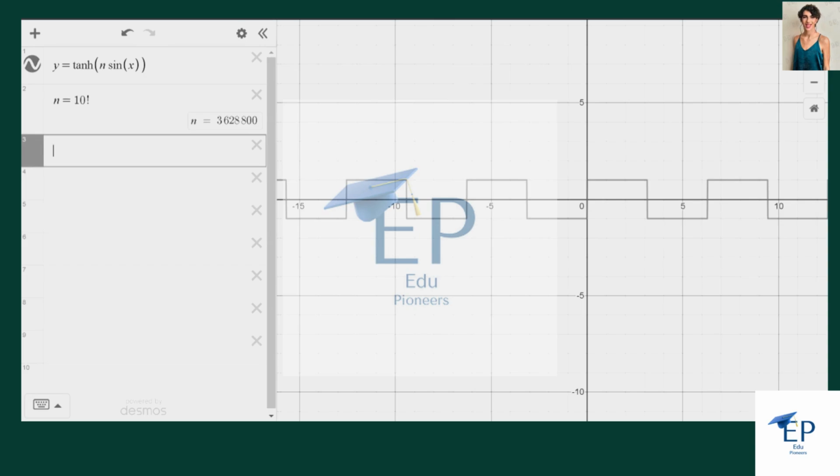So I come from a mathematics or a statistics background, so I've never really worked with this particularly, but I think it's a really cool function. So this is how tang of n sine of x behaves.